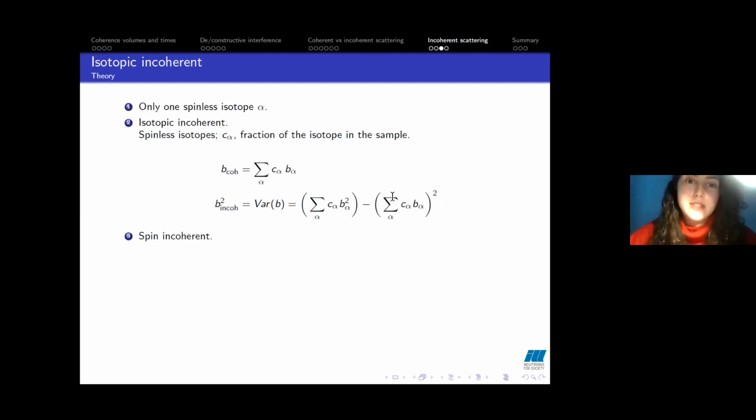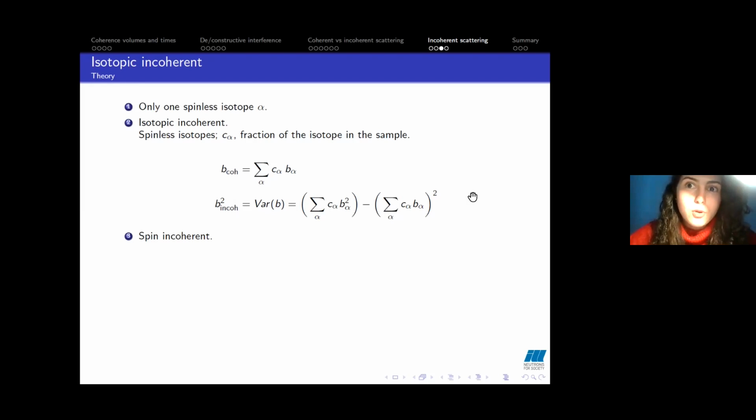I'm not sure if this is easy to follow if you haven't followed the whole procedure, but I hope it's clear, and if you have questions, you can always go back to it. But the thing is that if you have several isotopes, spinless isotopes, the incoherent scattering part would be a function of this incoherent scattering length.